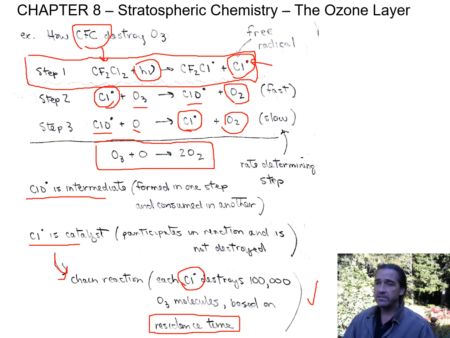But nonetheless, we can see that these CFCs and brominated compounds are very detrimental to ozone and have depleted ozone in our upper stratosphere. So our next video will look at that depletion and the formation of the ozone hole over Antarctica.